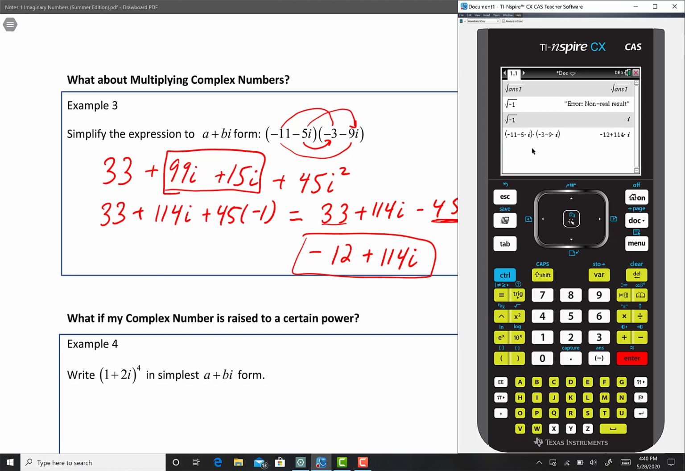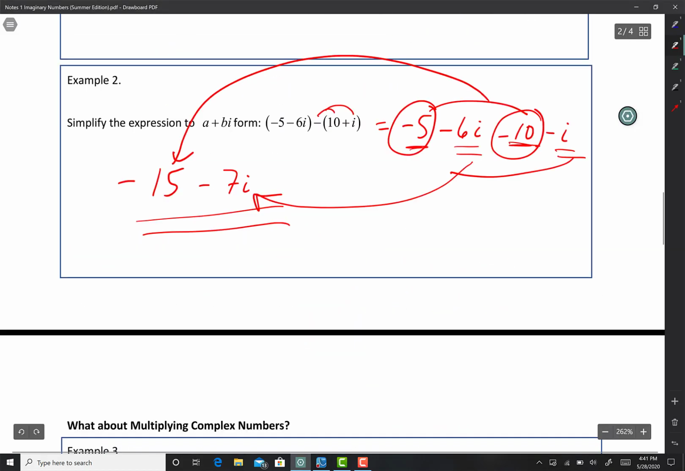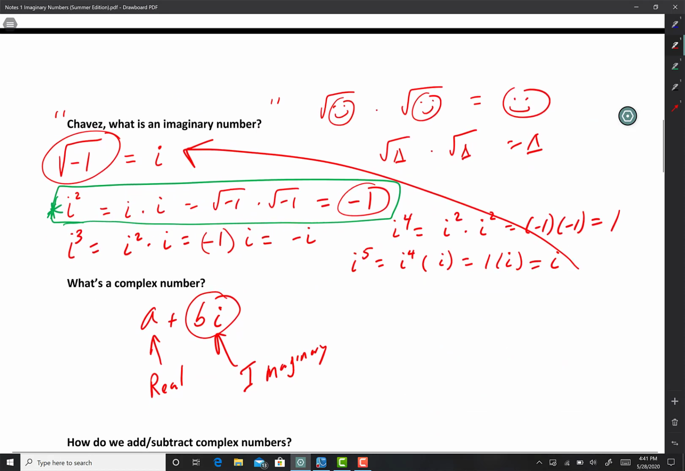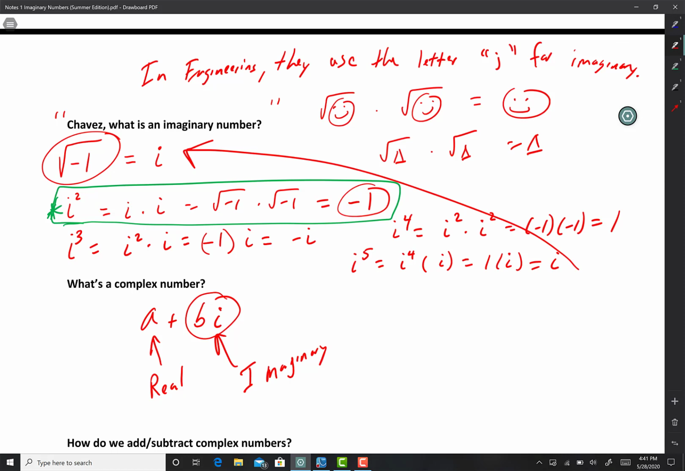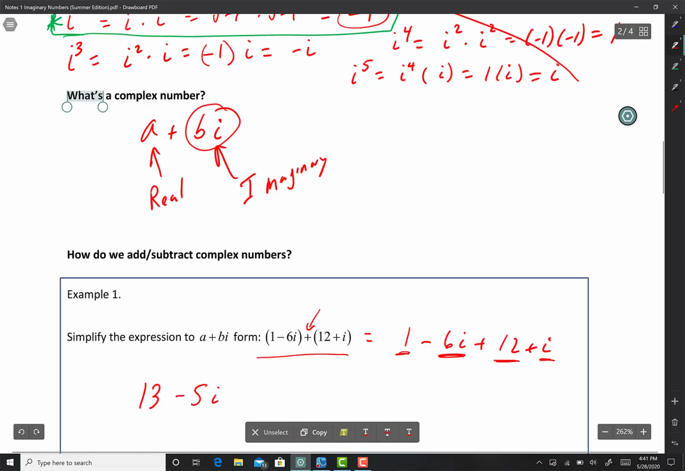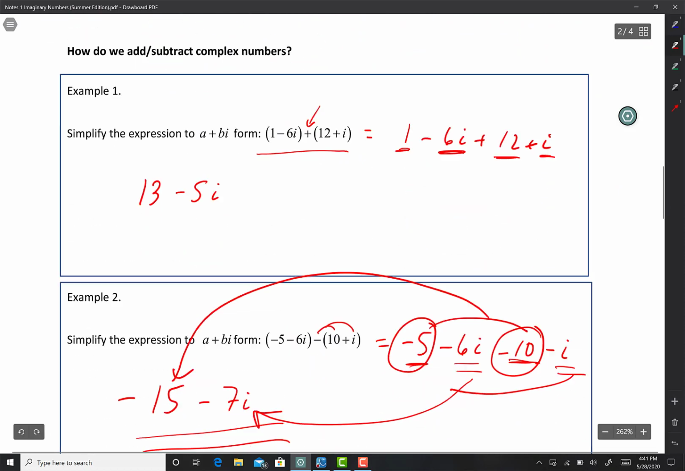Now, when you go to engineering, guys, they don't use the letter I, because in engineering I stands for current, so they use the letter J. I probably should have written that somewhere up here. I'm going to write, in engineering, they use the letter, quote unquote, J for imaginary. So don't freak out when you see engineering books and it says 5 plus 3J. That's just what they use in engineering because the letter I is reserved for current.